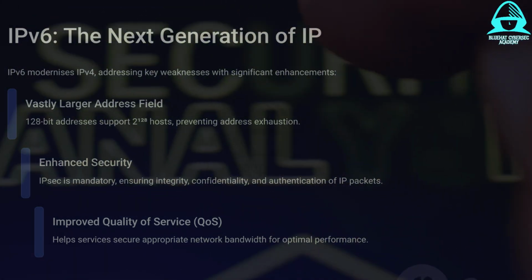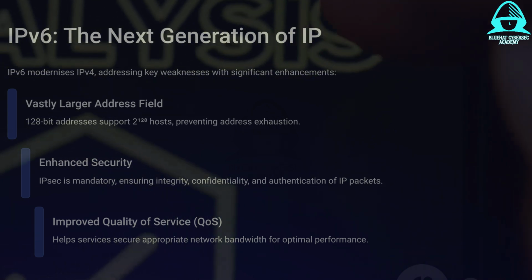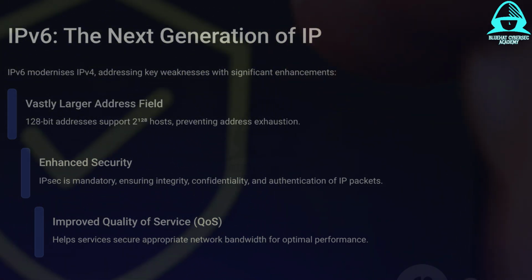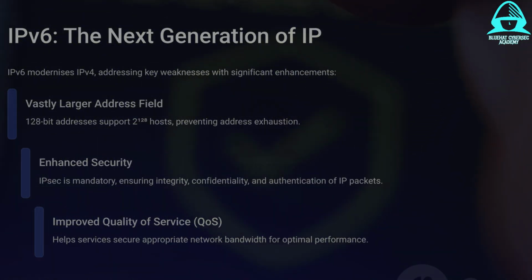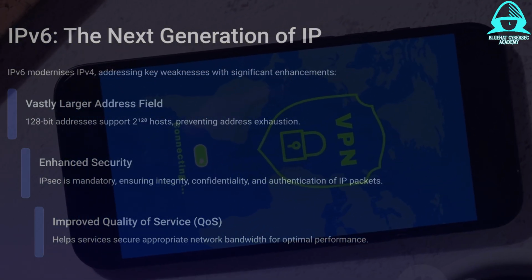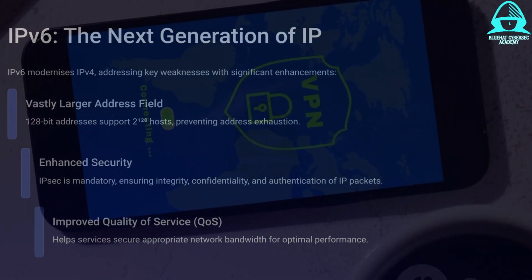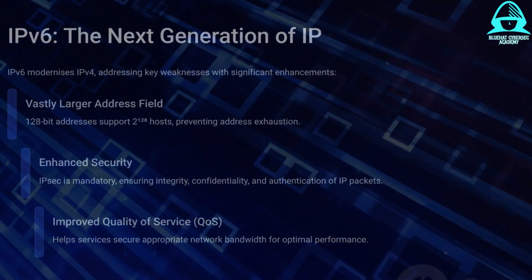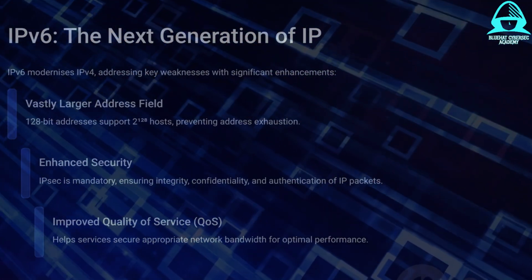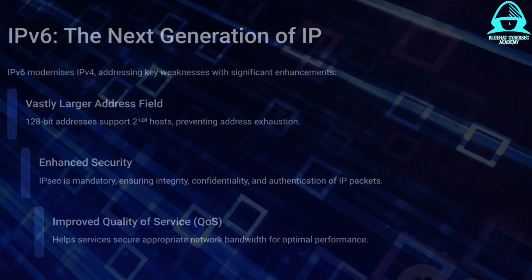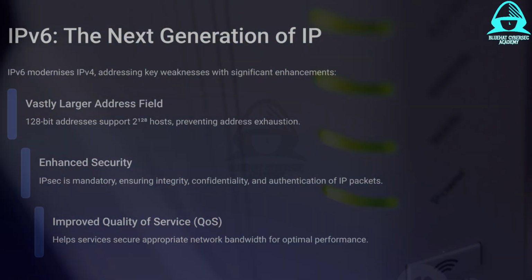Improved security. IPsec is optional in IPv4 networks, but mandatory in IPv6, helping ensure the integrity and confidentiality of IP packets while allowing communicating partners to authenticate each other. Improved quality of service, or QoS. This helps services obtain an appropriate share of a network's bandwidth. Now let's move on to the next topic.